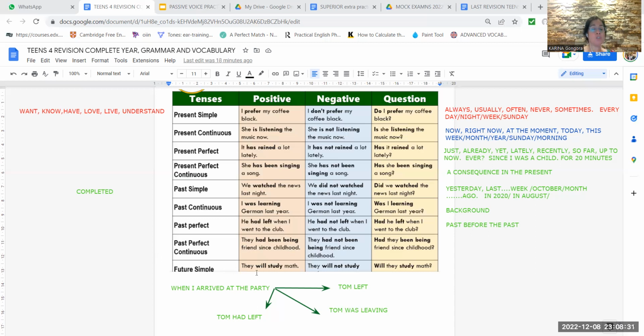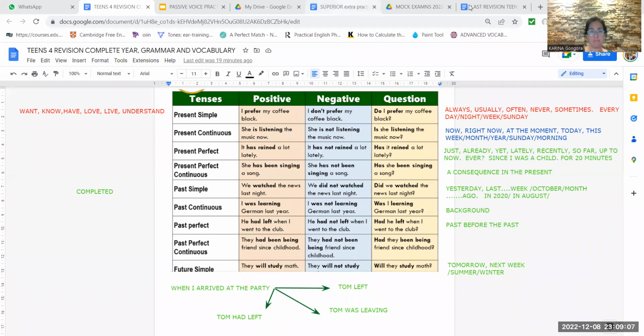The last one, future. Acá está future simple, pero tenemos que recordar que también tenemos future with going to. Future, of course, the words that are markers are tomorrow, todo lo que tenga next, yes, next week, next summer, next winter, all right? Todo lo que tenga next. Teniendo esto en cuenta, we are going to go to a sentence, right?